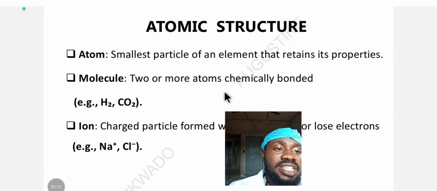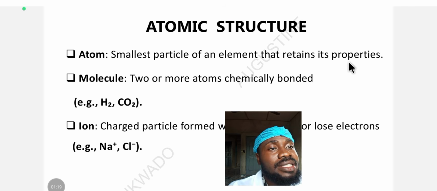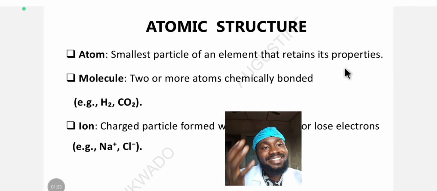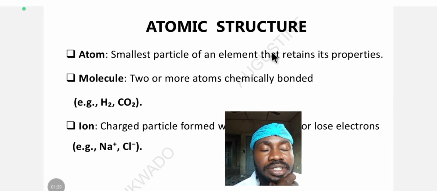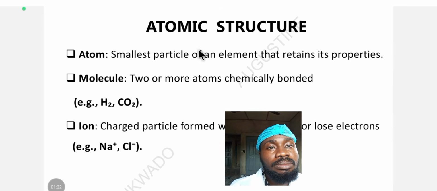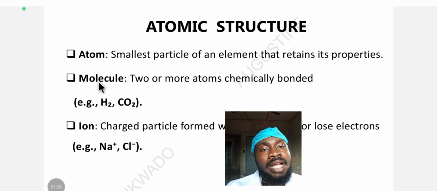So, an atom is the smallest indivisible particle of an element which can take part in a chemical reaction, or which retains its chemical properties, as simple as that. And the one who defined atom like this is Dalton. Dalton defined atom as the smallest particle of an element that retains its chemical properties.